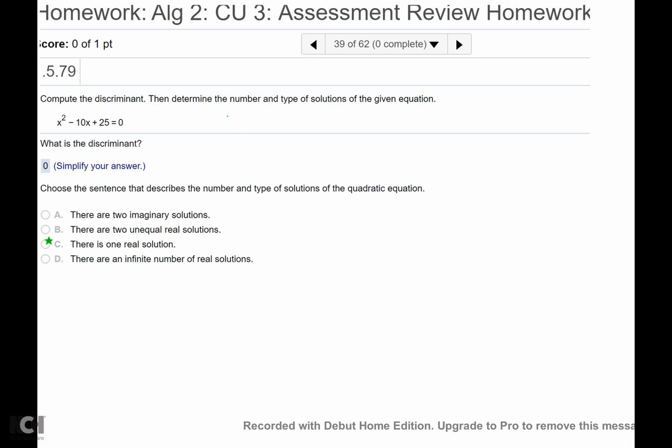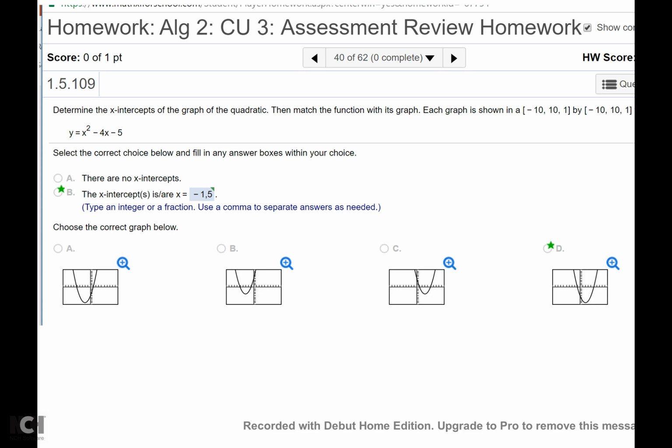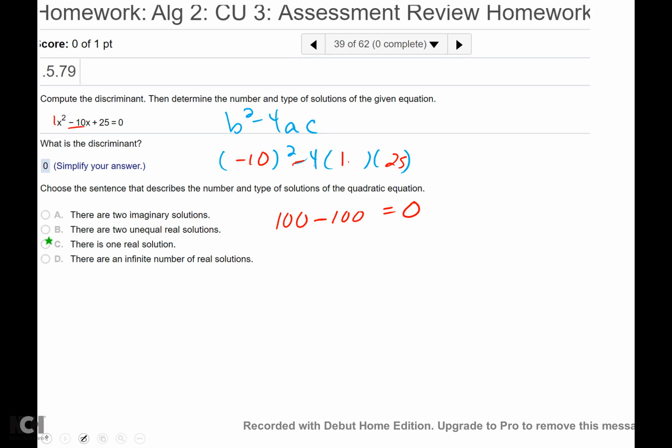Okay, compute the discriminant. That's b squared minus 4ac. B in this case is -10. A is 1 and C is 25. That's going to give me 100. One negative is going to be negative. 4 times 1 times 25 is 100, which gives me 0. When my discriminant is exactly 0, then there's only one real solution.